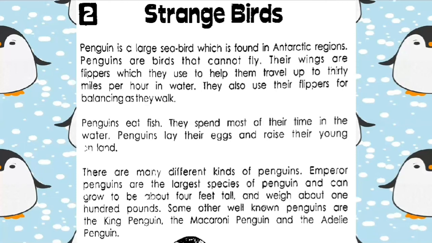Now, some other well-known penguins are the king penguin, the macaroni penguin, and the Adelie penguin. Okay, so here we have just read about the types. Now, just try to understand what we have read in this comprehension. Here we have read where they live and what they do with their flippers, what they eat, where they lay eggs and raise their young, and where they spend most of their time. Here we have read about different types of penguins.